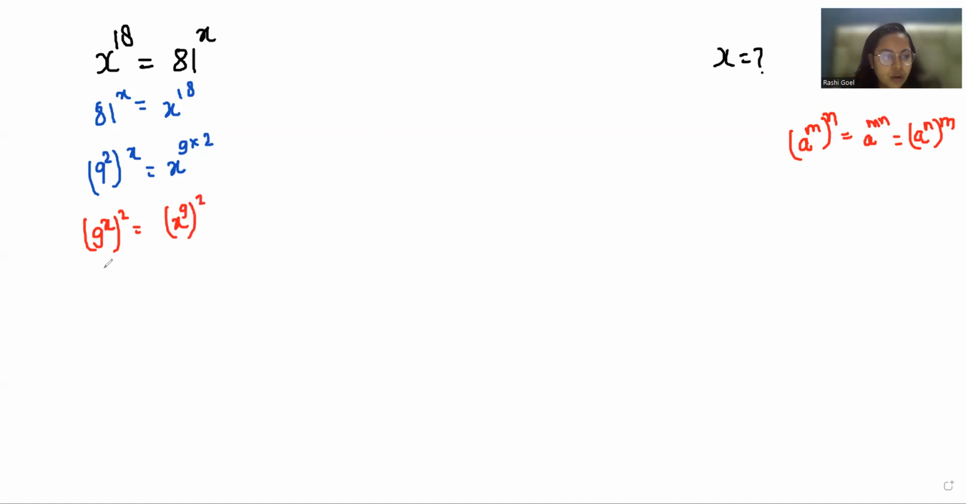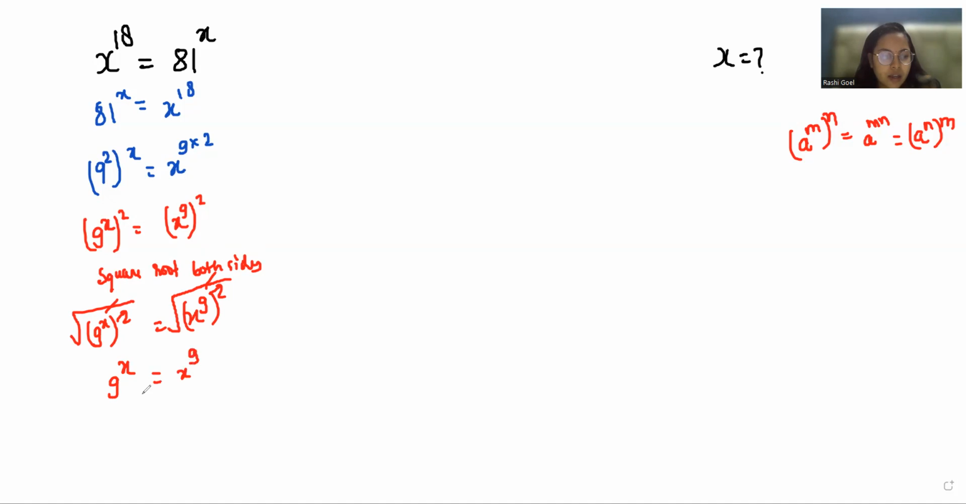Now I'm going to take the square root on both sides. So it becomes, with the help of this, the square root eliminates. So what is left? 9 power x is equal to x power 9.